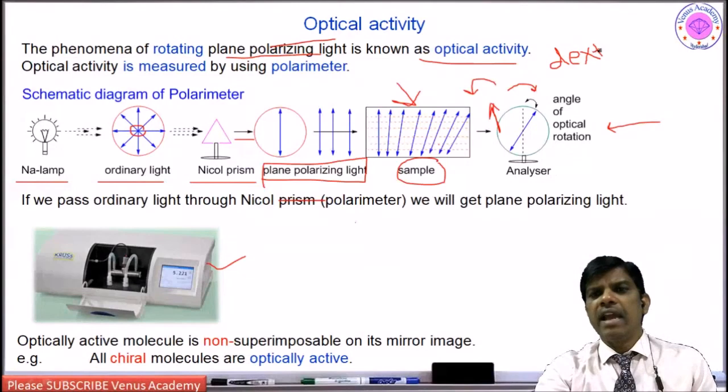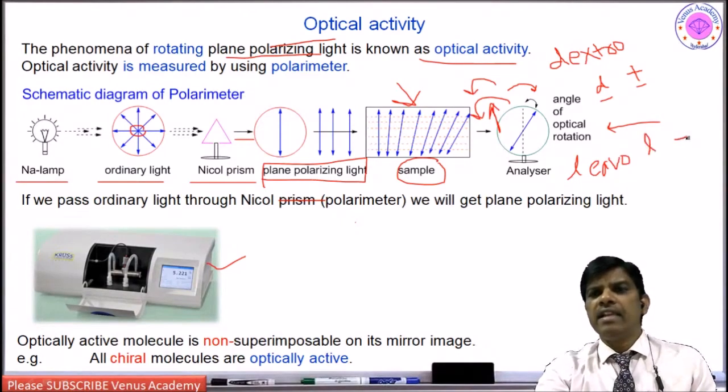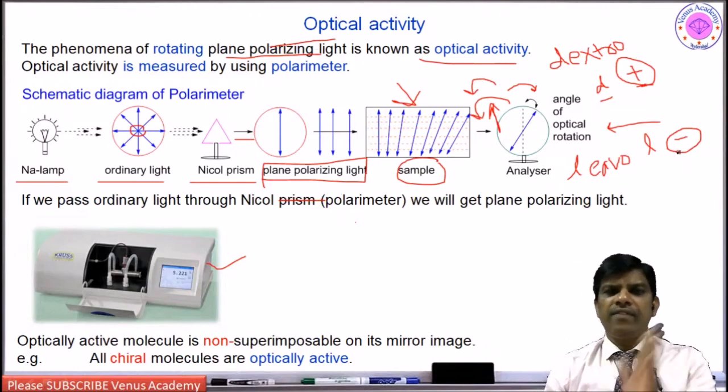Dextrorotatory is denoted as small d, or you can denote it as a plus sign. It is very, very important, students. Please pay attention. You can write it as small d or plus sign. If the light is rotated towards the left side, then it is denoted as levorotatory, and it is denoted as small l, and it is written as a minus sign. So the minus sign is levo, left side rotation.